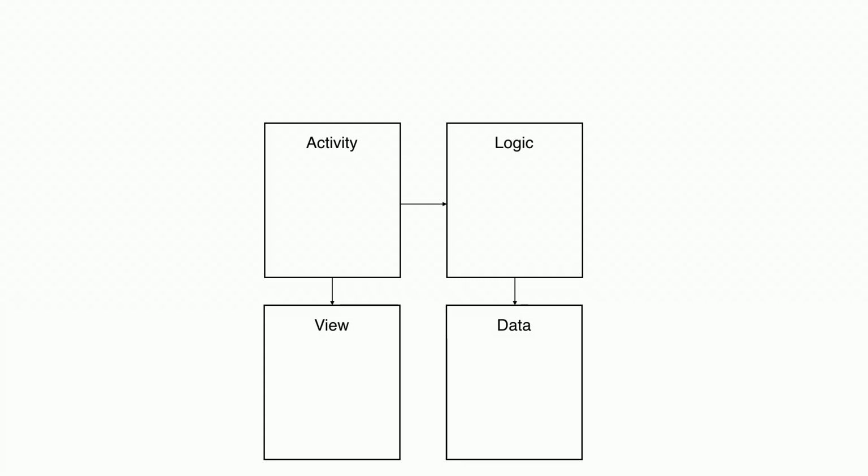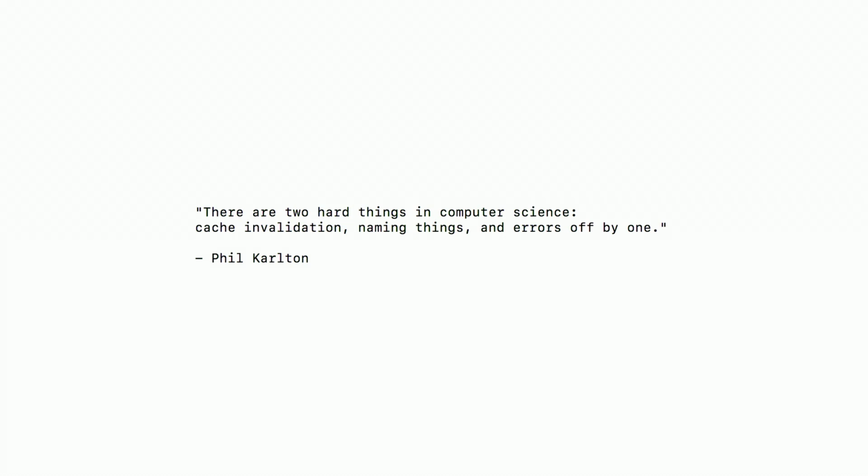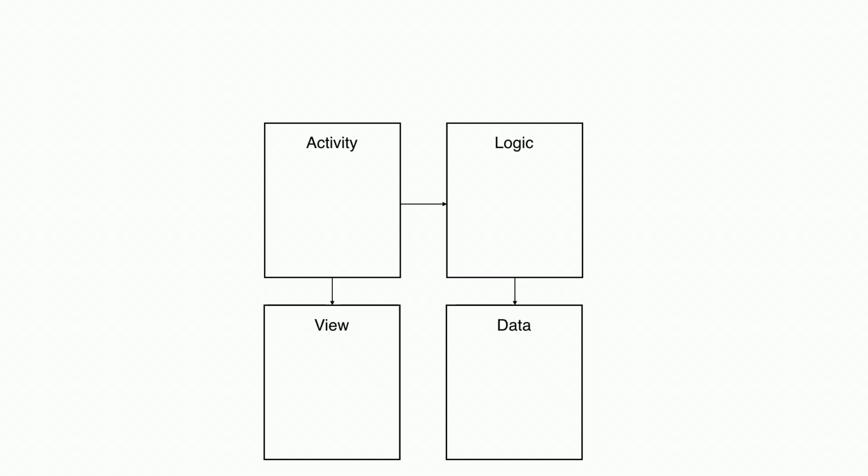Well, as we know, there are only two hard problems in computer science, and so you're going to get a lot of different takes on what these components should be named. So for me, I like using the pattern of calling my logic the presenter and then calling my data the model. And naturally, the activity remains the activity, and your view is your view. Now, you could think of your activity and your view as all one thing, and they're definitely both in the UI layer. But for me, I think it's helpful to visualize them as two separate pieces.